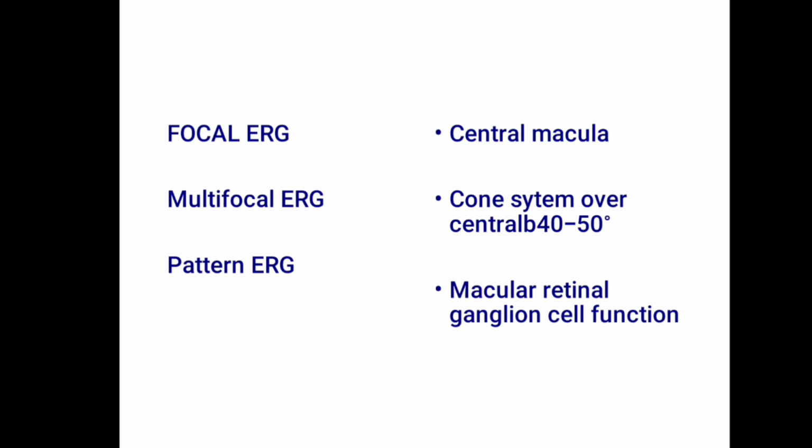Next is focal ERG. It is used to measure the functional integrity of the central macula, but this is not in use now because of the lack of instruments. Then we have multifocal ERG, which measures cone system function over the central 40 to 50 degree area of the visual field. This picks up focal retinal pathology and maps out the topography. In the pattern ERG, we are looking at macular retinal ganglion cell function. So this differentiates macular from optic nerve pathology.